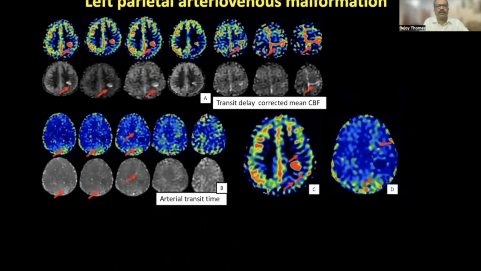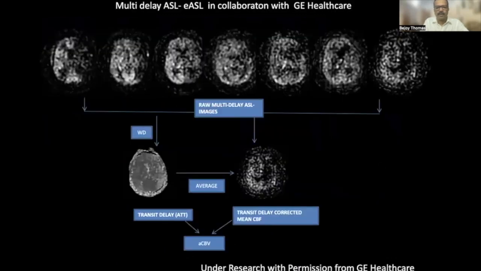And this is a case of a parietal AV malformation. You can see there is increased perfusion because of the shunting to the venous side, and you can see that in the transit delay map there is a reduced time, which is useful.